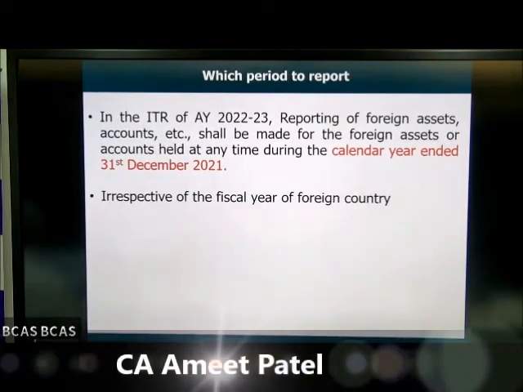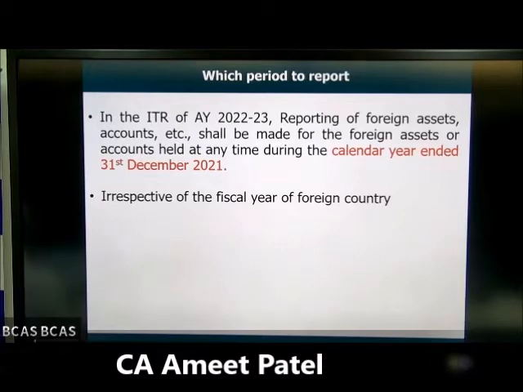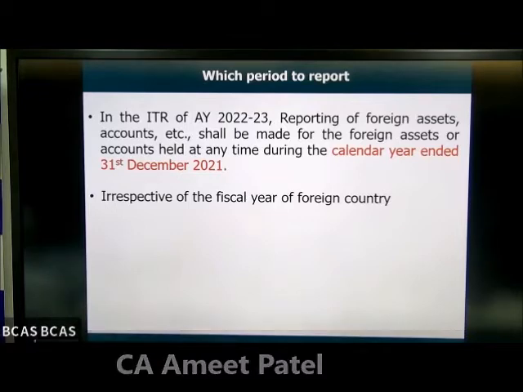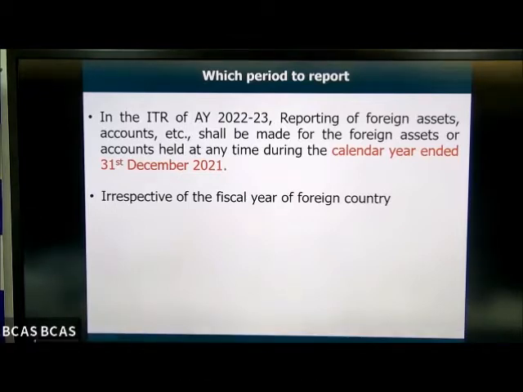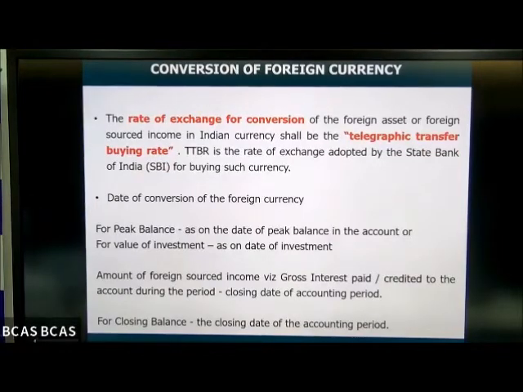As I said earlier, for AY 2022-23, the reporting of foreign assets or accounts, etc., has to be made for the foreign assets or account held at any time during the calendar year ended 31st December 2021, irrespective of the year or the financial year or the fiscal year of that other country. This is a big departure from the past, because in the past we were required to give information pertaining to our financial year, that is April to March, but with effect from AY 22-23, it has changed to calendar year.